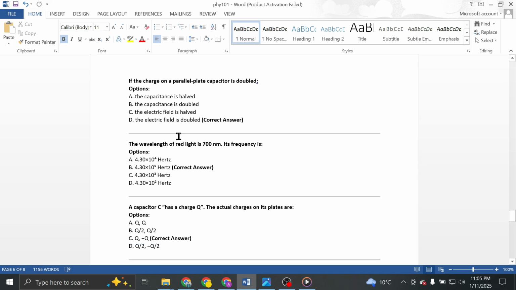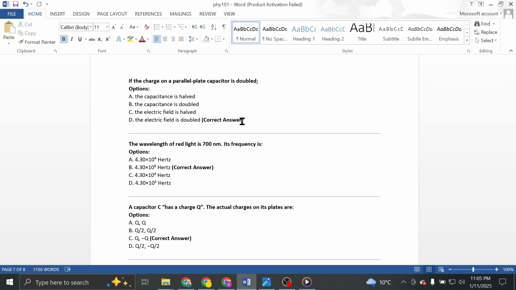If the charge on a parallel plate capacitor is doubled, options: A. The capacitance is halved. B. The capacitance is doubled. C. The electric field is halved. D. The electric field is doubled. Correct answer.